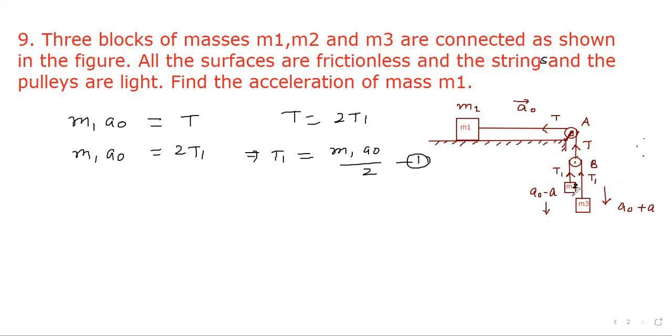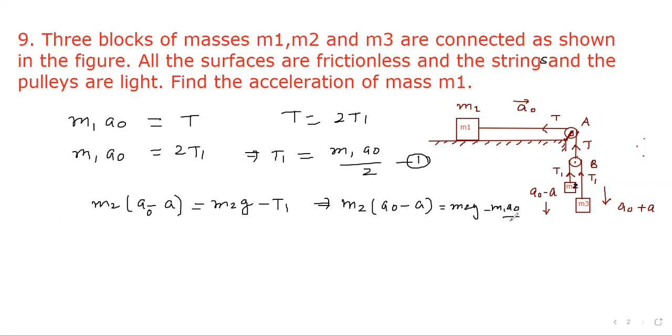Now we consider the motion of M2. So M2 into a minus a0, sorry, it's reverse. M2 times a0 minus a is equal to M2 g downward, M2 g minus tension T1 upward. We can put the value of T1 here. So M2 times a0 minus a equal to M2 g minus M1 a0 divided by 2. Suppose this is equation number 2.